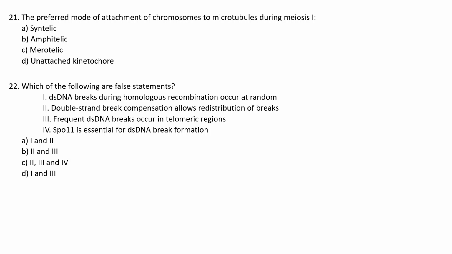As I mentioned, it is very important for SPO11 to initiate this entire process of homologous recombination. Starting off, it is the topoisomerase-like protein that causes these ds-DNA breaks. So 4 is also correct. That is why 1 and 3 are false, and the correct option here is D. I'm glad that you guys tried it. I'm sure that you are learning these concepts well now.